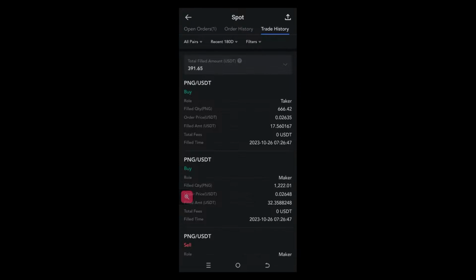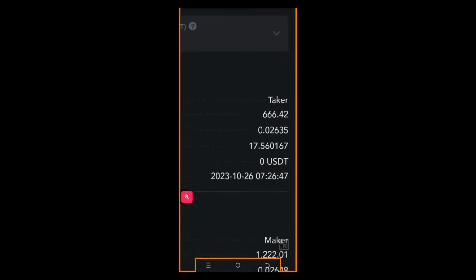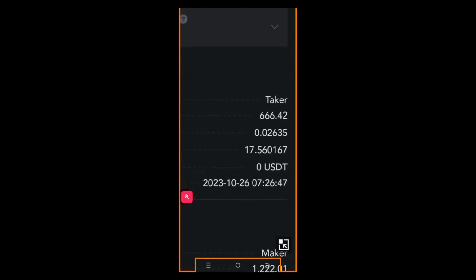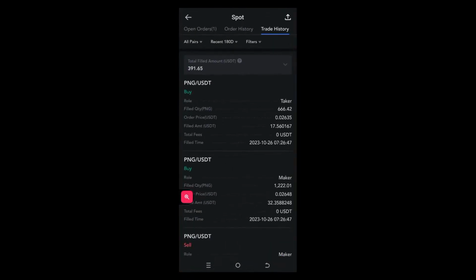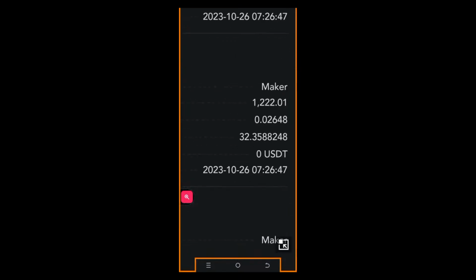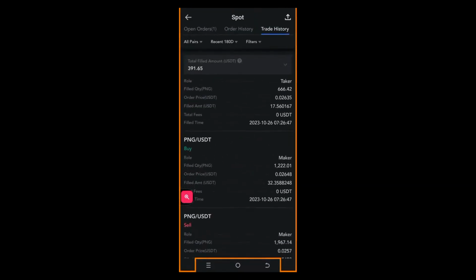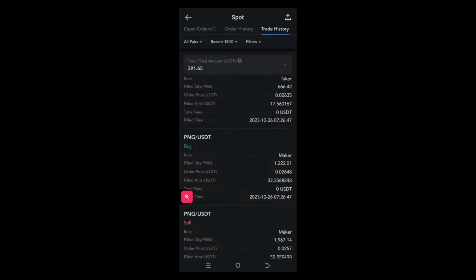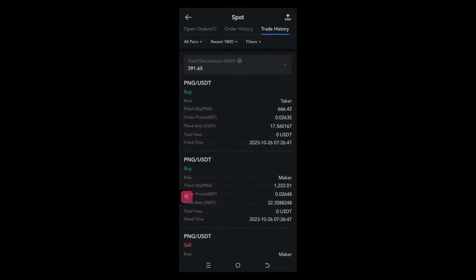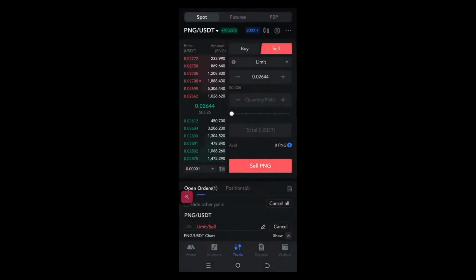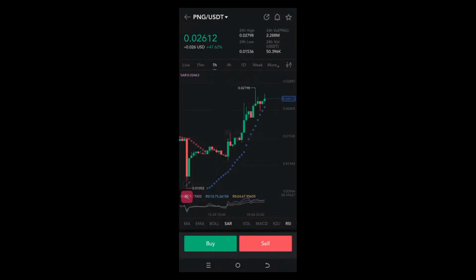We bought it as PNG. Let me check how much we bought it. 2635. Is that how much we bought this other one? 2648. Okay. 2648, 2635. Let's see how it goes, right? Well, it's going up. I think it's going back up. It's just flipping and flopping. It will go up, right?